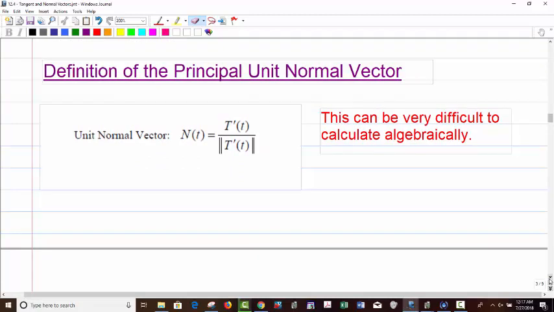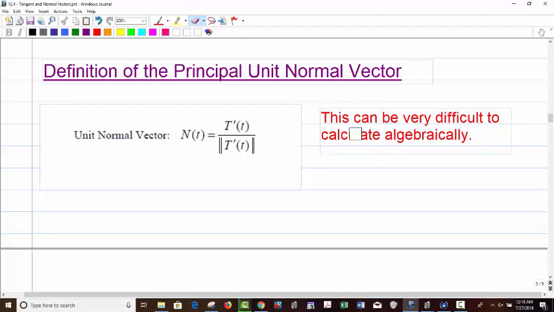Now look at this formula. Formula looks harmless enough, but it can be extremely rude to evaluate this. I mean, algebraically, it can be a nightmare. So I'm going to show you a couple of techniques for how you can find this unit normal vector, whether it's plane or space, two different techniques, without having to use this formula. But anyway, here's what the formula is. It's the derivative of the unit tangent vector over the magnitude of the derivative of the unit tangent vector.